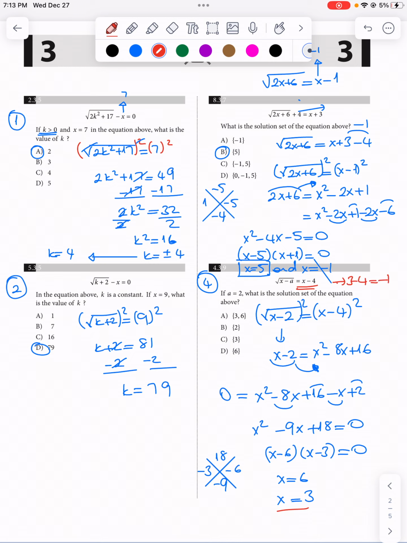If you have a square root, then it'll be equal to 0 or greater than 0. So if it's negative 1, then there will be no real solution. So we can eliminate 3 for this equation. Okay, so x is equal to 6, which is D.